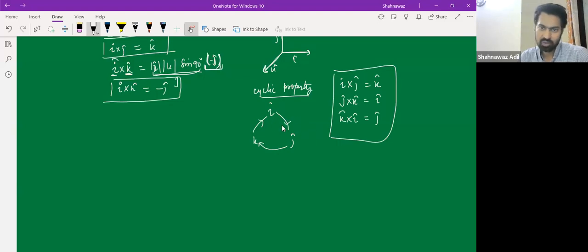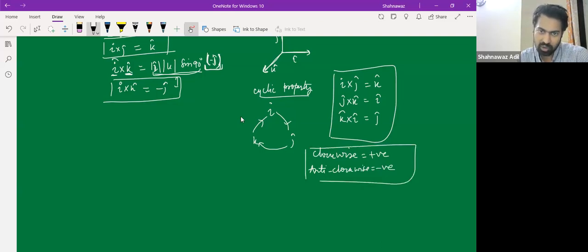Clockwise. So when you go clockwise, that would give you positive. Clockwise would give you positive, and when you go anti-clockwise, that would give you negative. So when you want to calculate I cross j, that would be minus j. So this diagram is important, guys. Just note down this diagram.